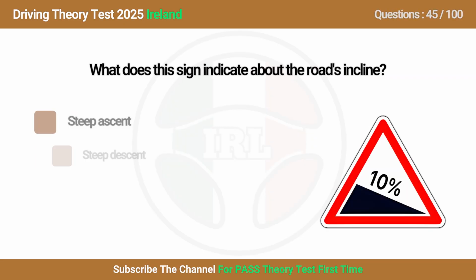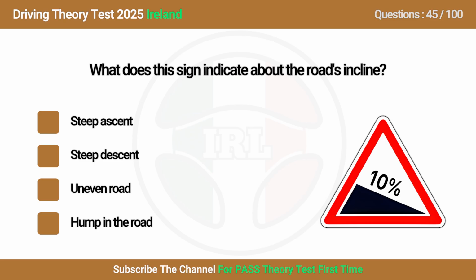Question 45. What does this sign indicate about the road's incline? A. Steep ascent. B. Steep descent. C. Uneven road. D. Hump in the road.